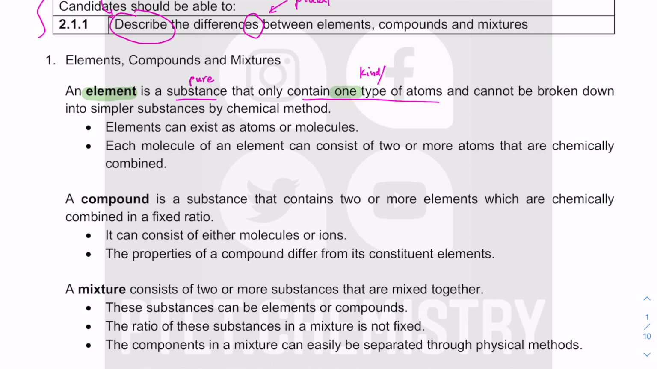All right, it only contains one type of atoms, so it's not different. It's not one atom, it's actually one type of atoms. So I better highlight the whole thing. And therefore it cannot be broken down into simpler substances. All right, so it cannot be broken down into simpler substances by chemical method.